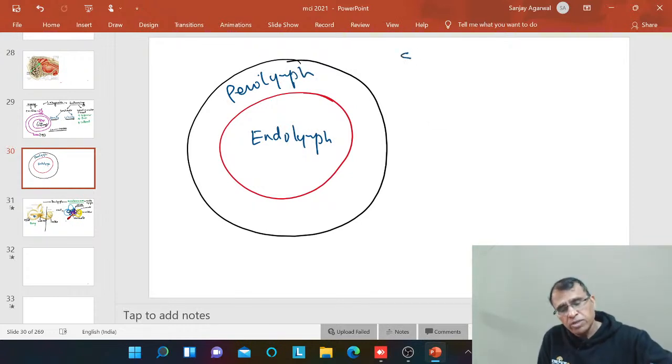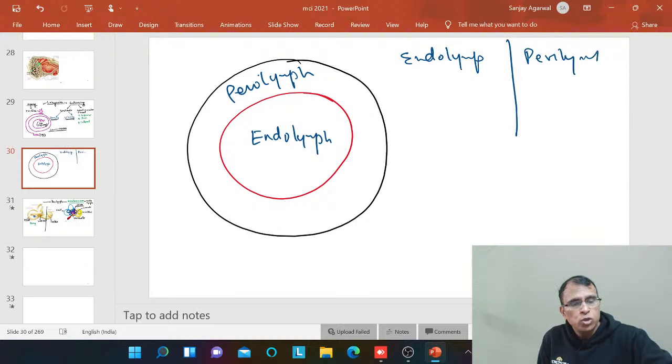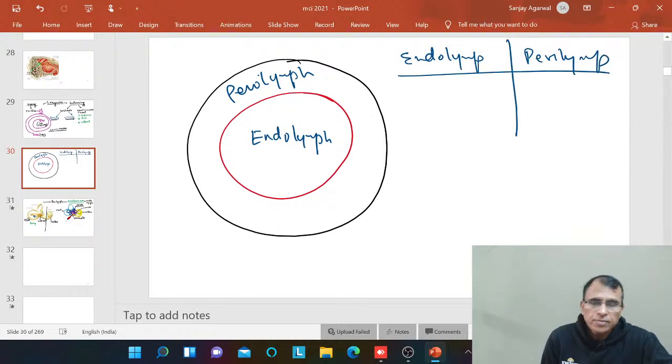So we have endolymph and perilymph, two fluids in the inner ear. And the only thing you have to know is the main ion of each of the fluids. So they ask you, which is the main ion of endolymph? The main ion of endolymph is the potassium ion, and the main ion of perilymph is the sodium ion.